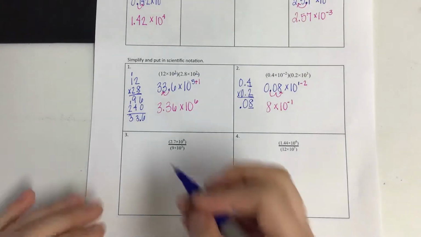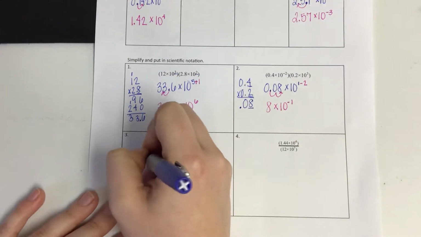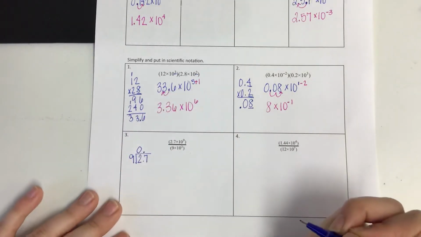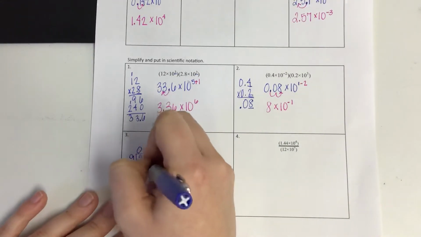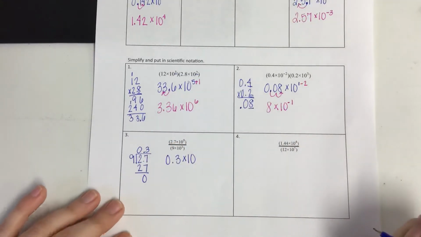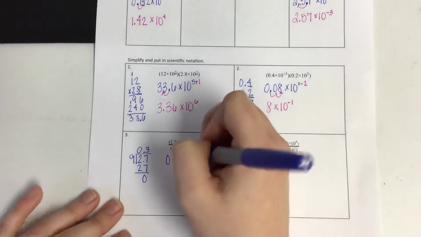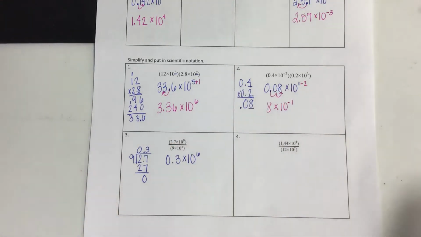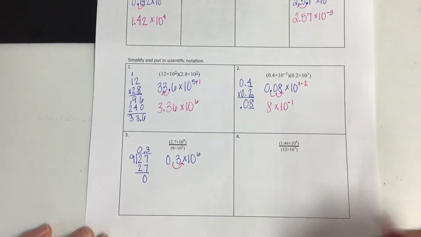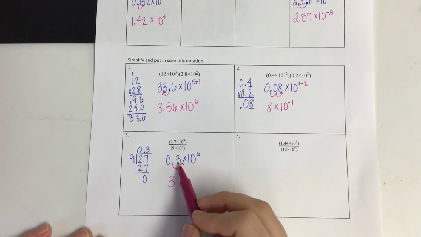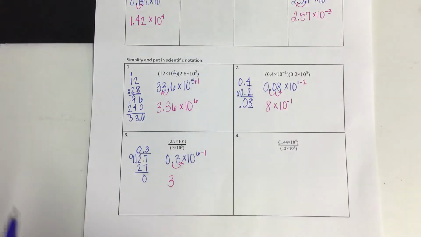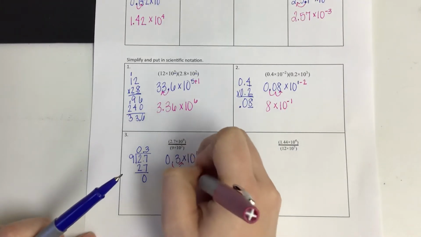Number 3, we start off with dividing 2.7 divided by 9. 9 goes into 2 0 times, 9 goes into 27 3 times, and that's perfect. So I have 0.3 times 10. Then we subtract our exponents, top minus bottom, so 9 minus 3 is 6. Again, this is not in scientific notation. So to make it in scientific notation, my decimal needs to be behind my 3. My number got larger, so my exponent is going to get smaller, this time only by 1. So this is going to be times 10 to the 5th power.